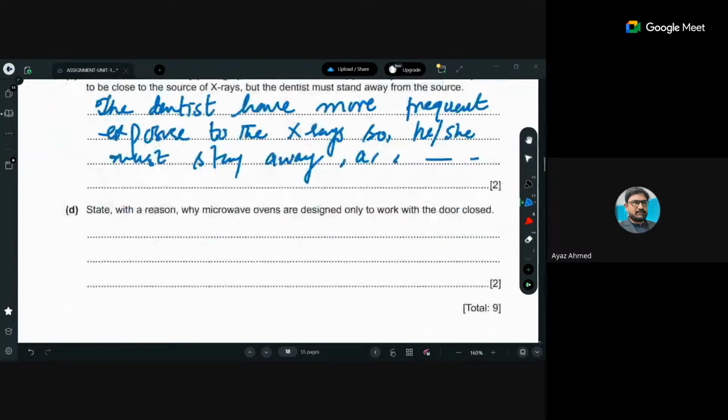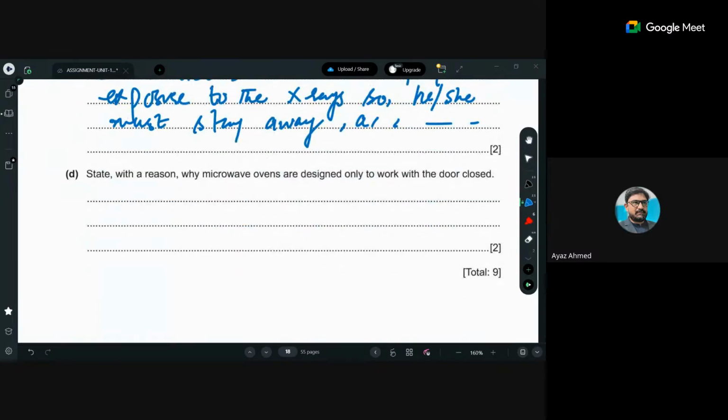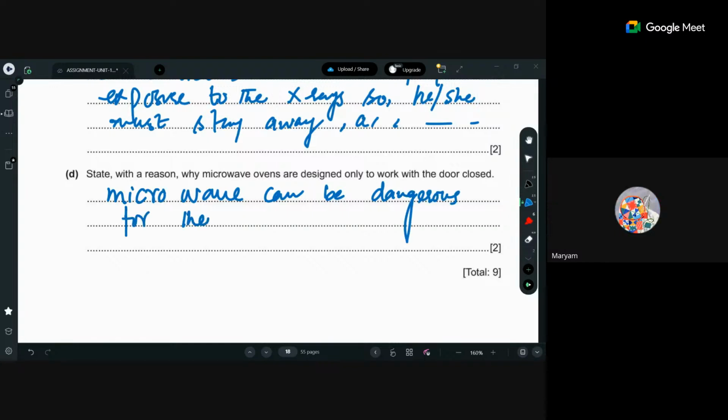That's it. The next is: state the reason why microwave ovens are designed only to work when the door is closed. Wow. Because the microwaves can damage the eyes, or microwaves can be dangerous. Yes, for the user? Microwaves are dangerous. Yeah, they can cause, you know, a sort of burn. That's it, nothing else.